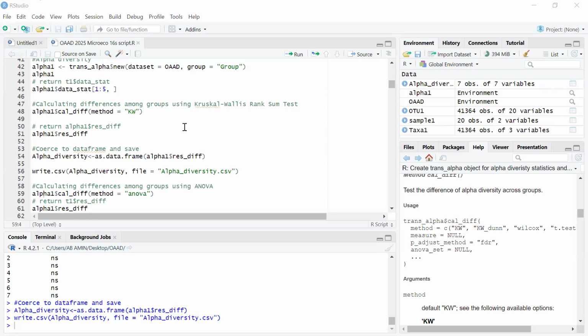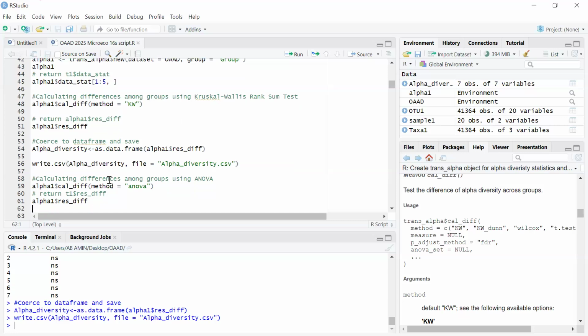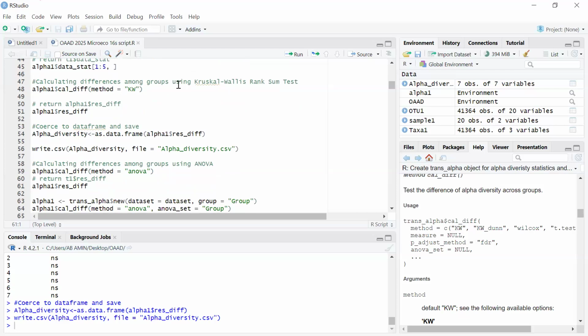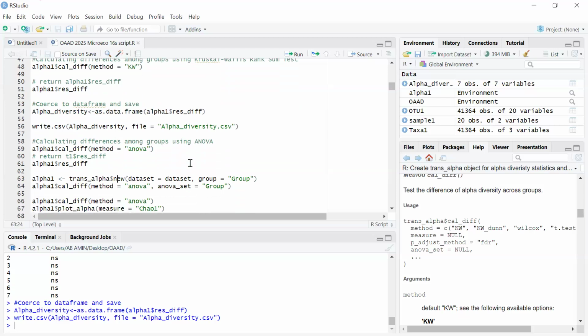Okay. So we have just saved the alpha diversity calculation and calculated via Kruskal-Wallis. So this is another method of calculation using ANOVA. So this is just to give us different calculation methods depending on the data set. But the Kruskal-Wallis is more appropriate for microbiome data set because of the non-parametric nature of microbiome data set.